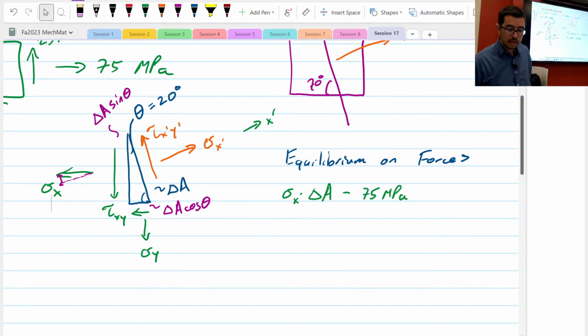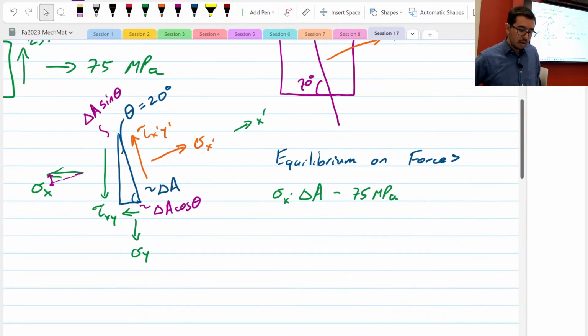Yeah, because we're doing equilibrium of forces, right? We're summing the forces, and I already said sigma x prime delta A, and I'm saying it's minus 75 megapascals, and I'm saying which component? So it's going to be the cosine component, right? And then it's going to be acting on the delta A sine theta face. Right? And we said earlier that that's fine. We can even put in the numbers if you want right now.